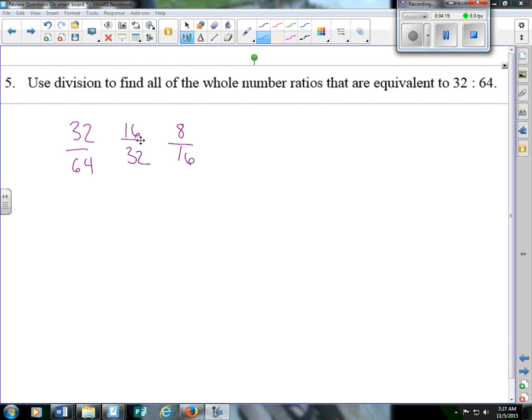Then, can I divide by 5? No. Can I divide by 6? No. Can I divide by 7? No. Can I divide by 8? Absolutely. 32 divided by 8 is going to be 4. And 64 divided by 8 is 8. Then I'd look at it one more time and I would say, can I divide by 32? Yes, I can. So that's going to be 32 goes into 32 once, and 32 goes into 64 twice.